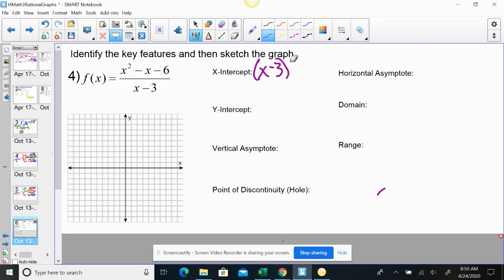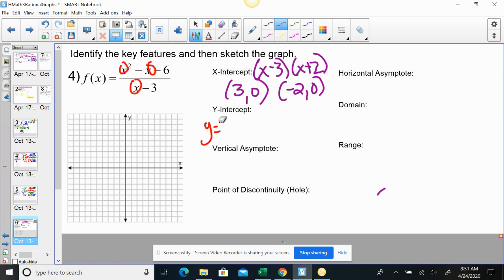X minus 3 and x plus 2. That means (3, 0) and (-2, 0) are potential x-intercepts. Y-intercept, we are going to sub in 0 for x. So my y-intercept is going to be -6 over -3, which is 2. So (0, 2) for that one. Vertical asymptote, now I'm going to factor this.